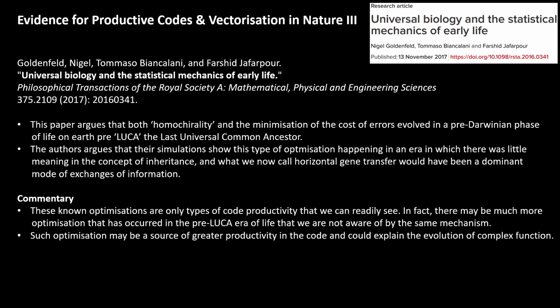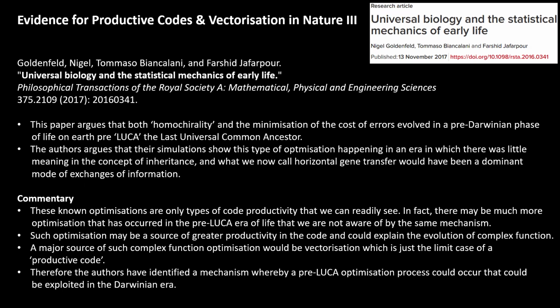And so what I want to say about this is that they only talk about code productivity that we can readily see. Homochirality is quite an obvious thing to see. And obviously that paper on error minimization, we did that work that we could reveal that productivity of the genetic code. But actually there could be much more productivity in the genetic code that we don't know about, right? But it would be explained by this sort of process that has been modeled in this paper. So vectorization would be a limit case of a productive code, as I argued mathematically. Therefore, these authors may have actually identified a mechanism, pre-Last Universal Common Ancestor, when optimization could then be exploited in the Darwinian era to produce vectorization of utilities in the genetic code. And this vectorization is just the limit case of productivity, which I've argued we can already see.